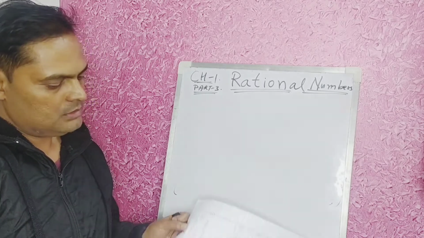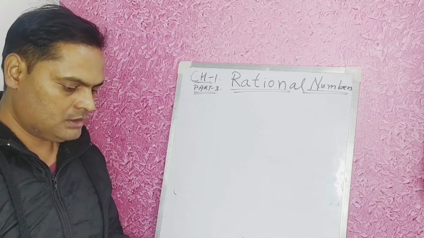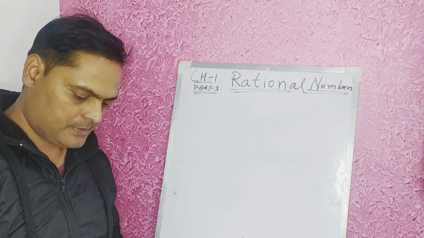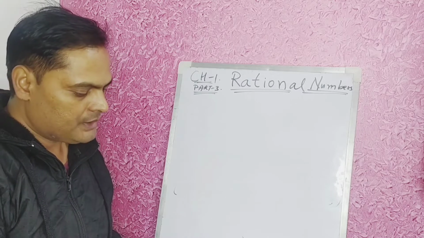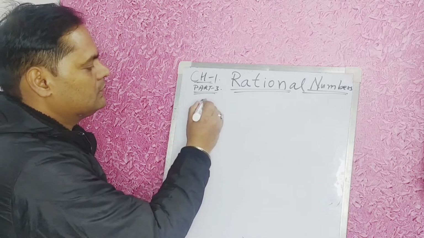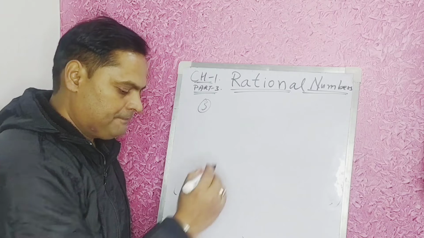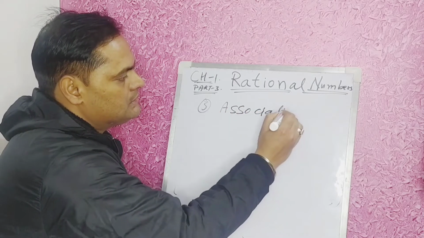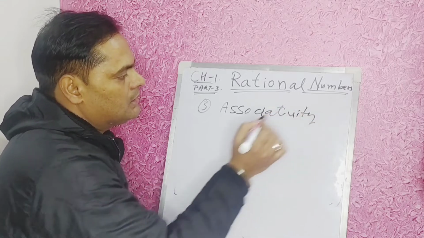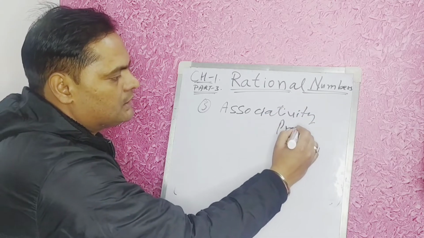So today I want to cover something other than this topic. The commutative property we have covered, and let's see the third property, that is the associativity property. This is the associativity property. This is the third one.